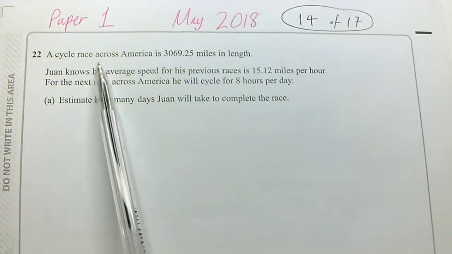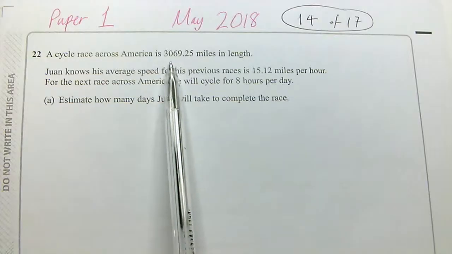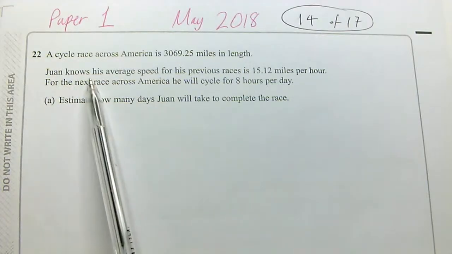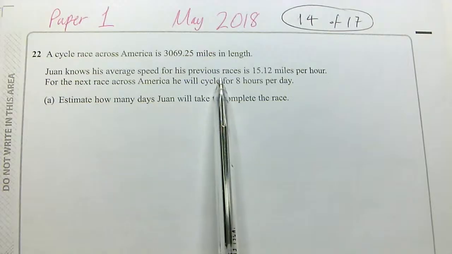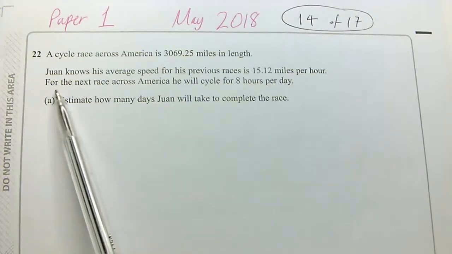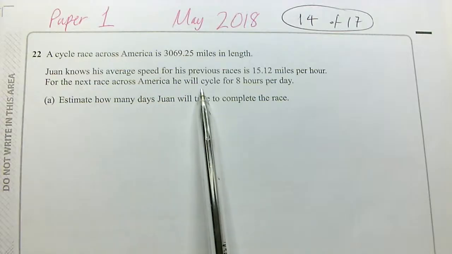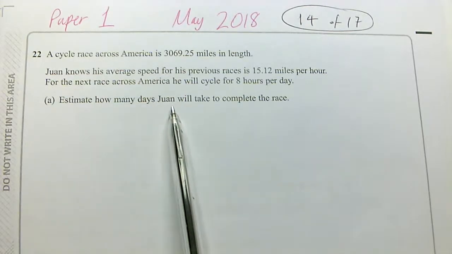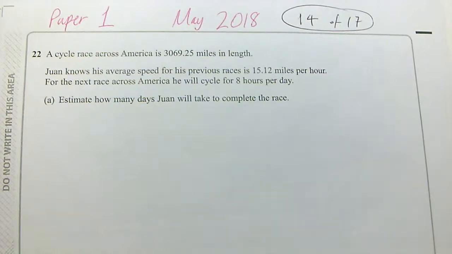A cycle race across America is 3,069.25 miles in length. Juan knows his average speed for his previous races is 15.12 miles per hour. For the next race across America, he will cycle for 8 hours per day. Estimate how many days Juan will take to complete the race. Okay, so that is the information. Press pause. When you are ready, press play for the answer.